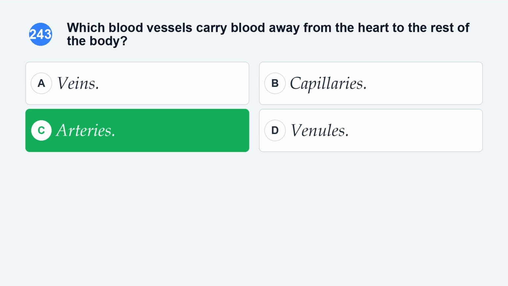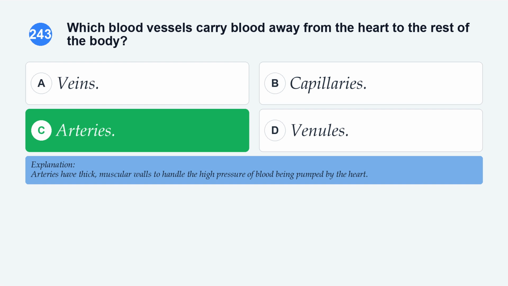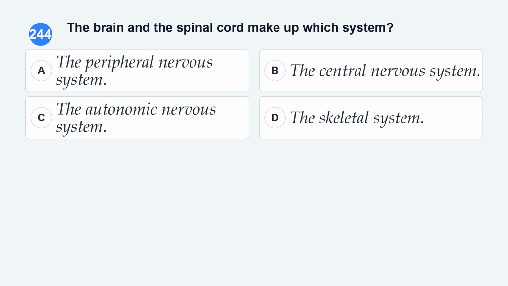The correct answer is option C, arteries. Explanation: arteries have thick muscular walls to handle the high pressure of blood being pumped by the heart. Question 244. The brain and the spinal cord make up which system?